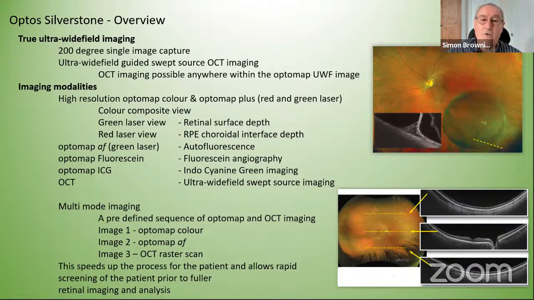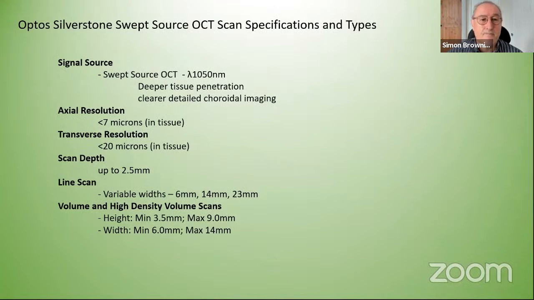You've got your green laser and your red laser, so you can look at different depths of the retina. You've got autofluorescence imaging in there. You also, with Silverstone, have Optomap fluorescein angiography capability, indocyanine green capability, and as I say, the swept source imaging. And again, you have this multi-mode imaging available to you with the color, the AF, and the raster scan coming as a set program within which to image the patient. So you get a screening set of images there for the clinician to look at before moving on to greater depth images as you request them. Just a little bit of detail about the OCT types again there.